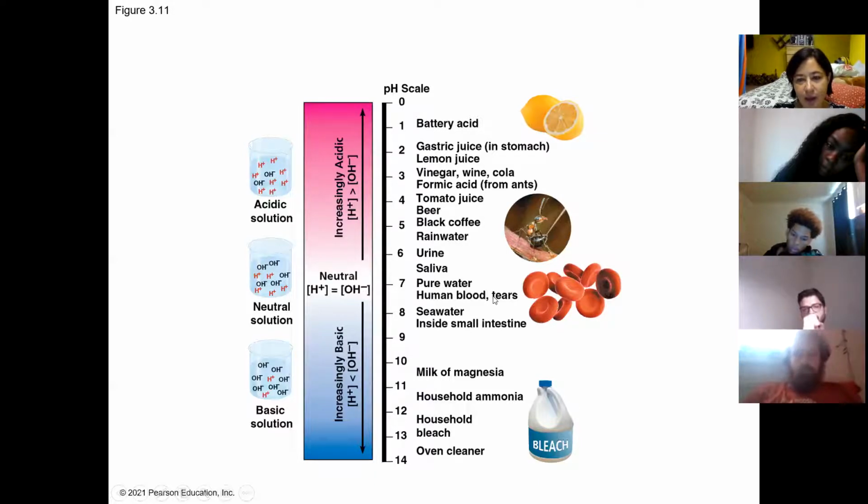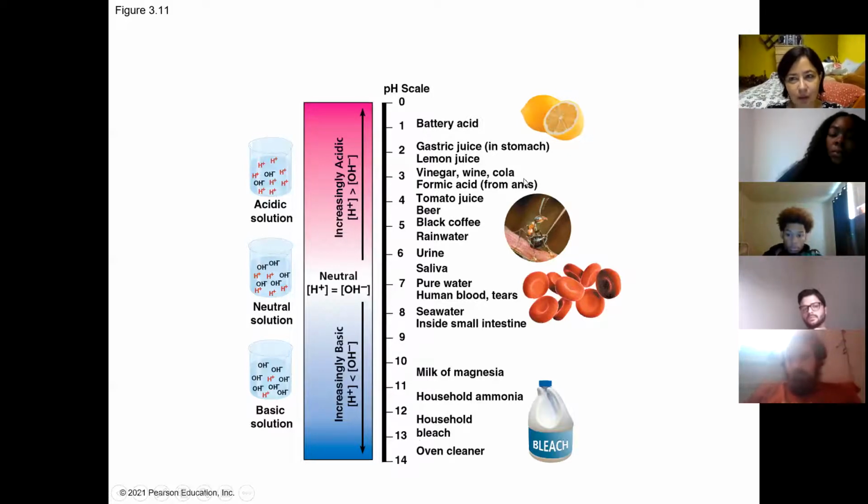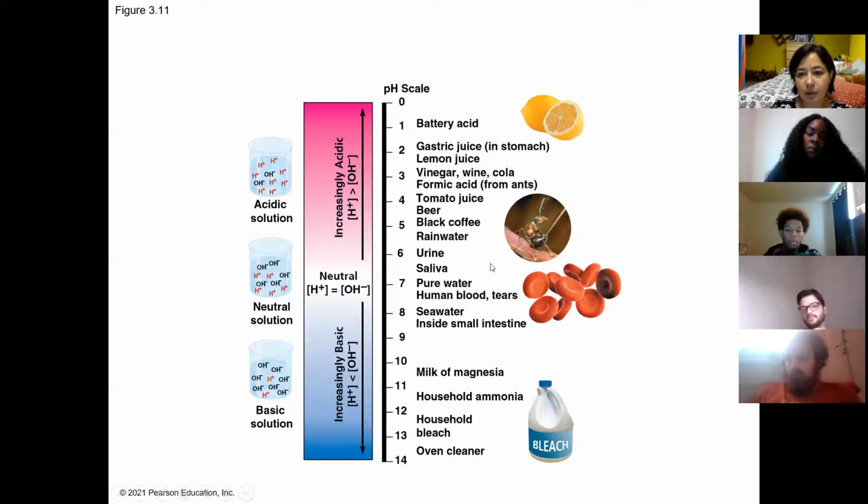Human blood, slightly alkalinic, slightly. Tears, the same, right? Seawater, and inside the small intestine is alkalinic actually. Milk of magnesia, ammonia, bleach, oven cleaners, actually all household cleaning items, they are alkalinic, okay? So as I said, only water is neutral, so it plays really a huge role. All the fluids, right? Body fluids in living organisms, it's a really important role whether they are acids or bases.